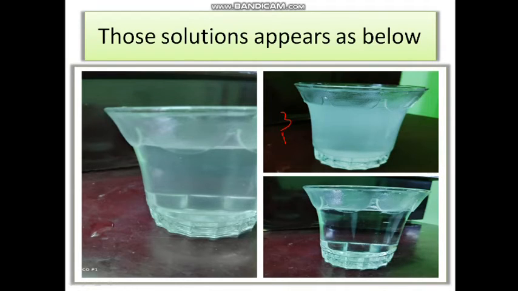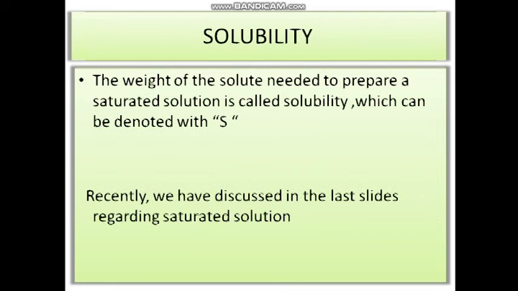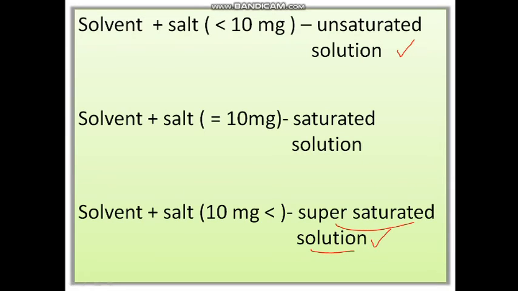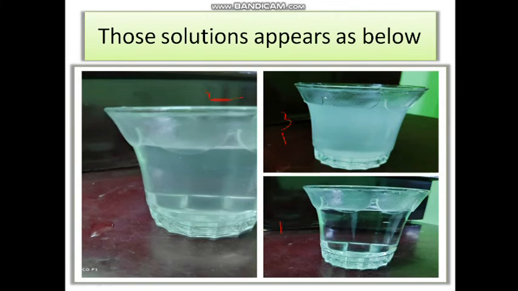Next one is solubility. Coming to the solubility, the weight of the solute needed to prepare a saturated solution is called solubility, which is denoted with S. Recently we have discussed this in saturated solution also. So if you come to the middle one, solvent plus salt, 10 milligrams is the saturation point. So every solvent has a solubility. In the present case, 10 milligrams is the solubility of the respective solvent.